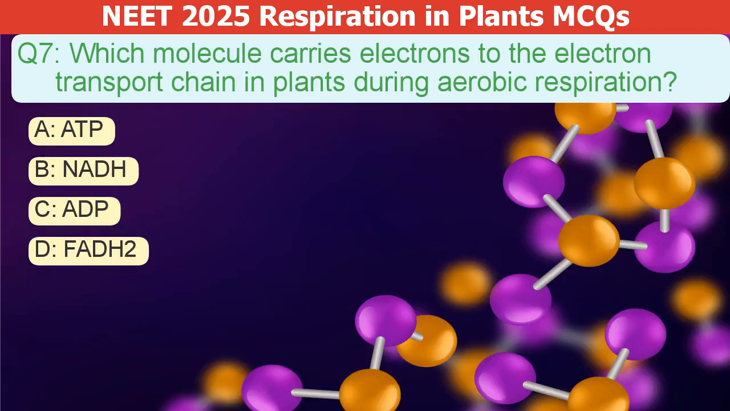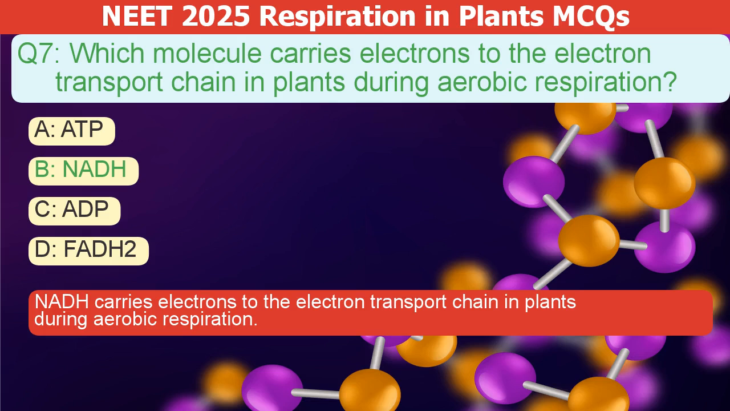Which molecule carries electrons to the electron transport chain in plants during aerobic respiration? A. ATP. B. NAD. C. ADP. D. FADH2. The correct answer is B. NAD carries electrons to the electron transport chain in plants during aerobic respiration.